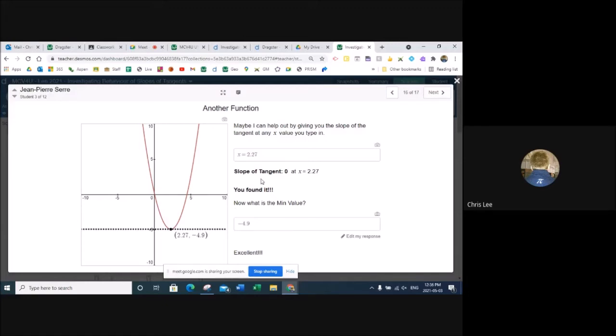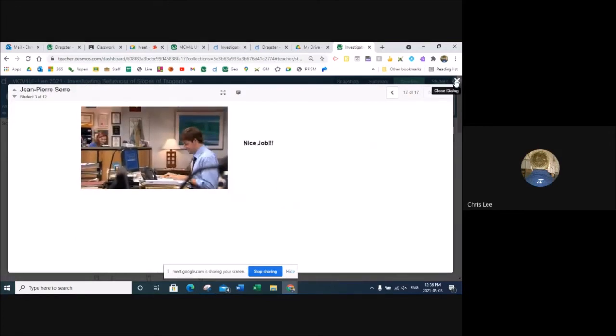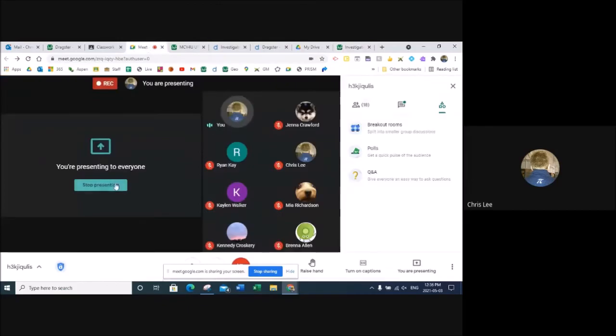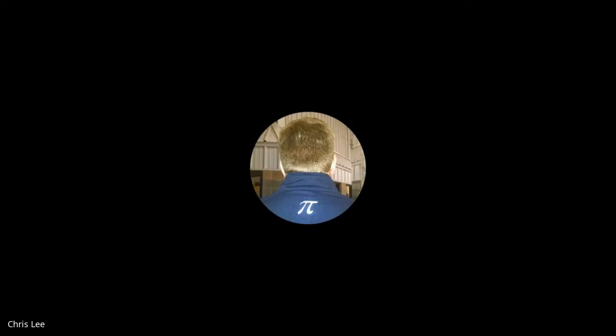Okay, but you knew you were right because the slope of the tangent is 0. So you know that that's got to be the minimum or the maximum. Okay, all right, so then you got a nice job. So I'm going to stop presenting here and go over to the other thing. So just give me a second.